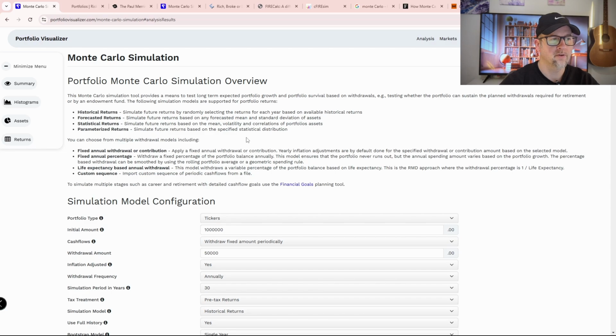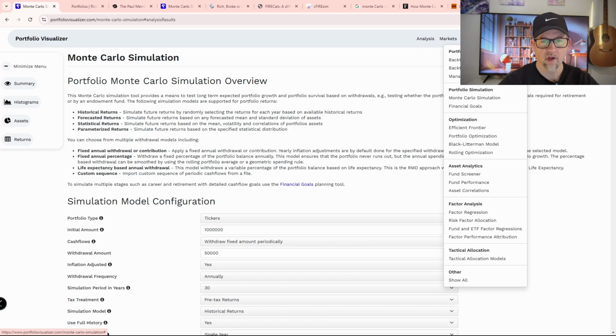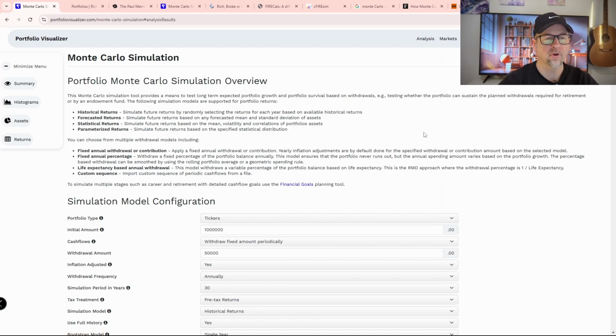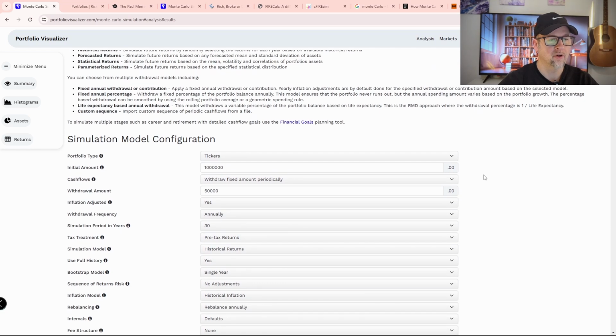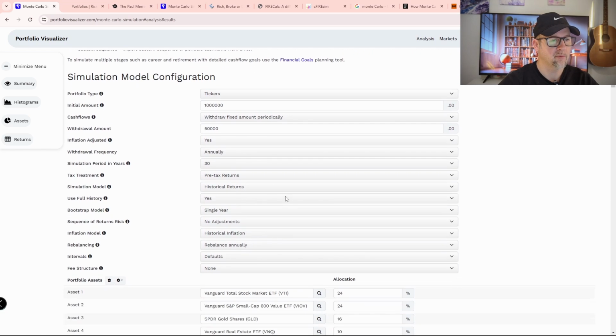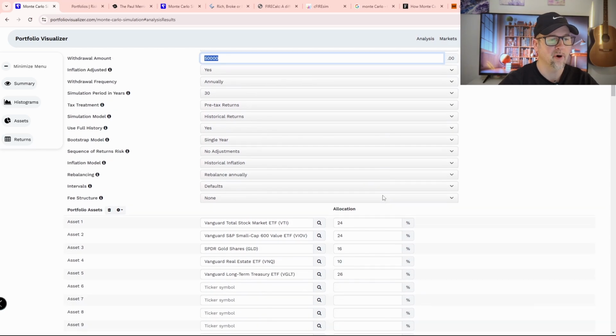So we want to start off by going to portfoliovisualizer.com, and in here we need to go to Tools and then Monte Carlo Simulation. Okay, and I already have this one preloaded. So what we put in here was we kind of kept everything about the same here. I think maybe I've changed this to $50,000 withdrawal amount.